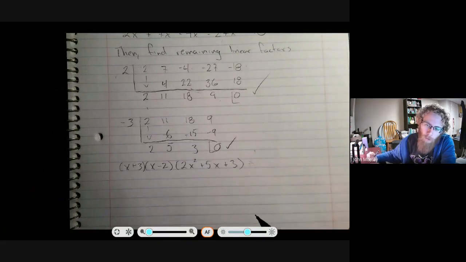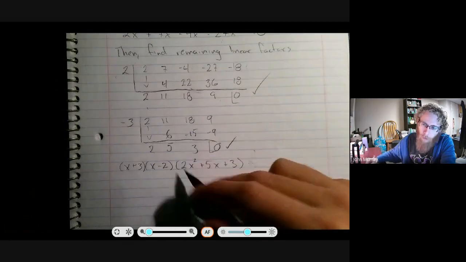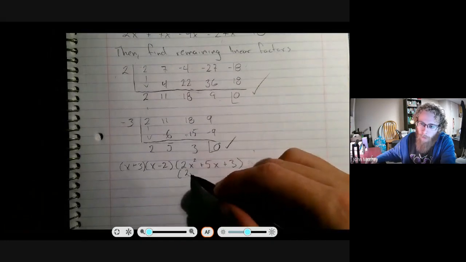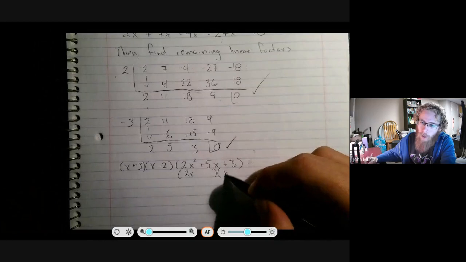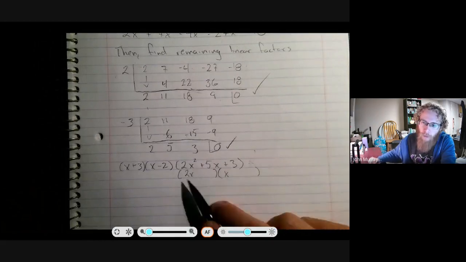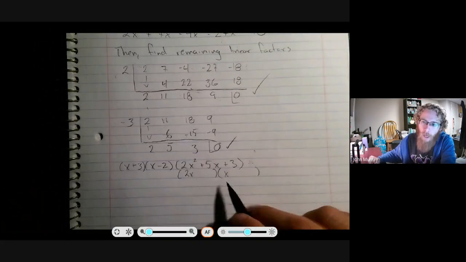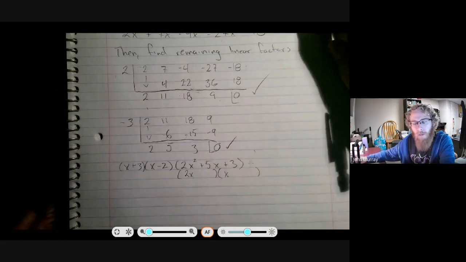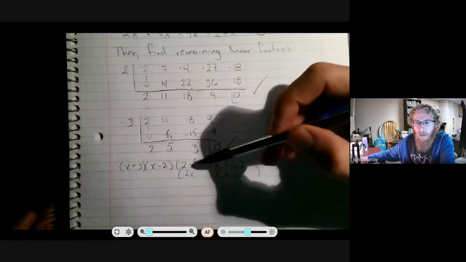But I have a 2 in the front there. All right, so I'm going to have to break this up. If I broke this up linearly, my first term, one of them would have to have a 2x, and one of them would have to have a 3. Now, these are both positive.